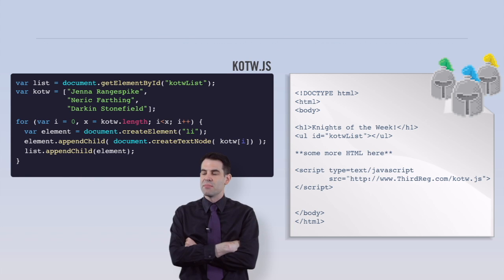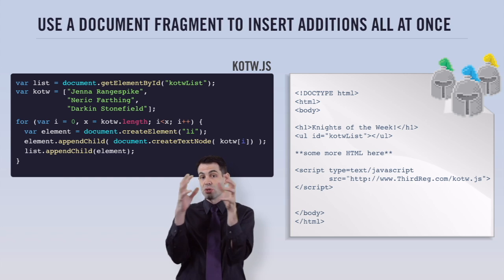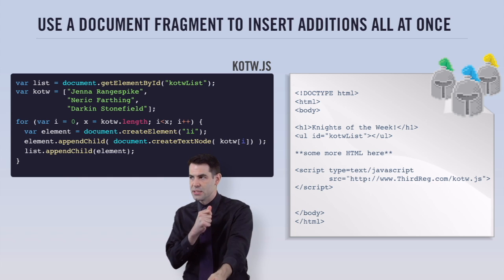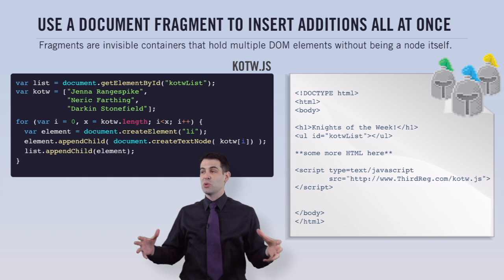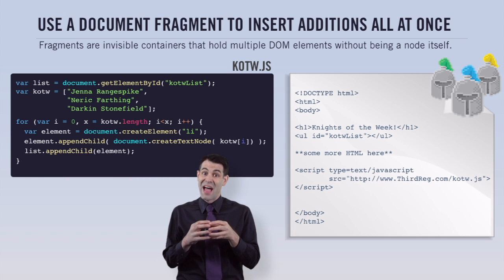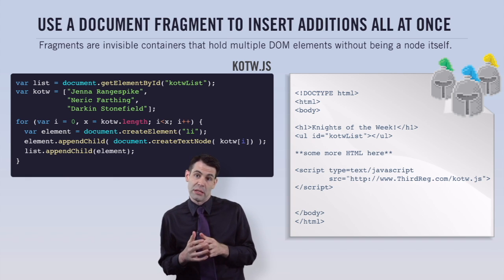Cool thing about HTML is the document fragment, which can be used to insert a whole bunch of conjoined additions all at once instead of in pieces. Fragments are like invisible containers that hold multiple DOM elements without actually being a node itself. They're very cool. Let's take a look how to use it.